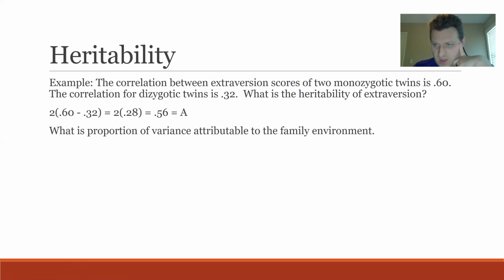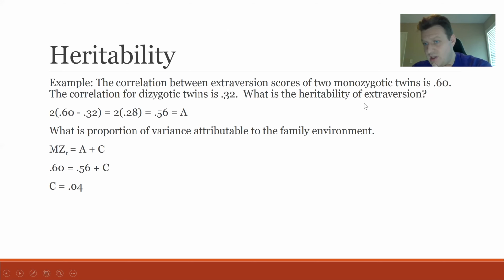This is C. Let's go back to one of our original equations: the correlation of the monozygotic twins is the sum of A plus C. Well, guess what? We know what the monozygotic twin correlation is. We know what heritability is right now, so we can solve for C. All right, so I'm going to subtract 0.56 from both sides, and I'm going to get that C is equal to 0.04. This means that 4% of the variation in one's personality is due to the shared environment.